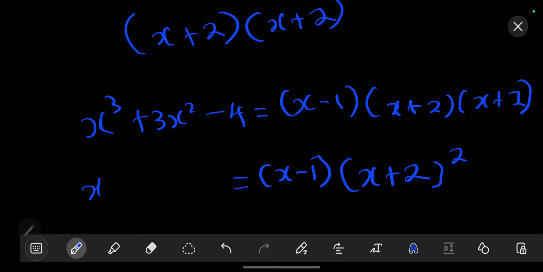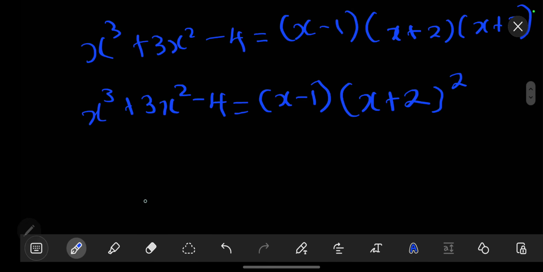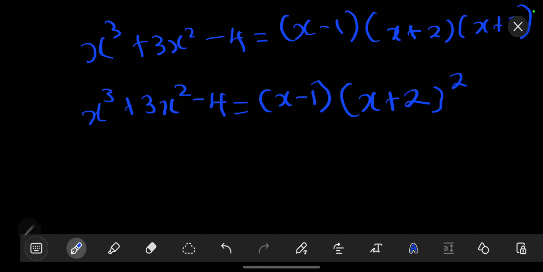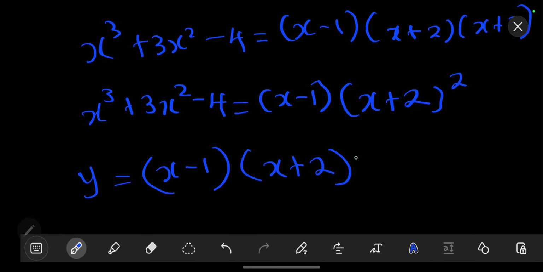When it has been expressed in its factorized form, we can now graph it. So how do we graph this one? Firstly, you need to know that wherever you have an even power, like x squared, x to the power 4, or x to the power 6, at this point your graph only touches the curve. It does not cross, it touches the curve. So let's do the necessary things. This is the same as having y equal to x minus 1, then we have x plus 2 squared.